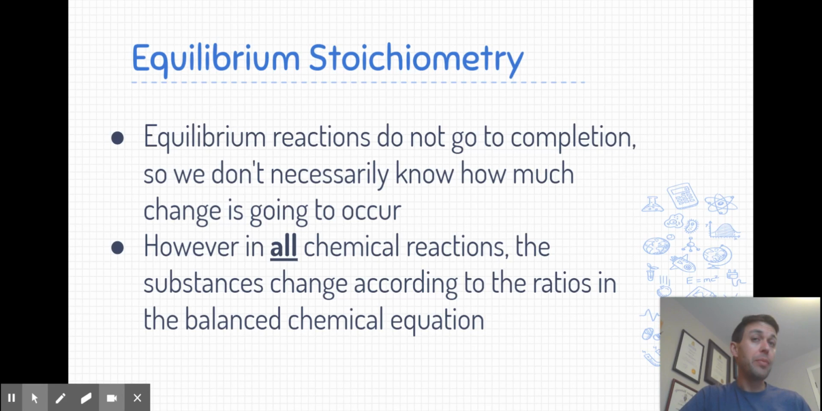Even though we don't know how much change is going to occur, one thing is the same in all chemical reactions, in that the chemical species change according to the ratios in a balanced chemical equation. The best way to understand how this works and the difference between a one-directional chemical reaction and an equilibrium system is to look at an example. So let's do that now.